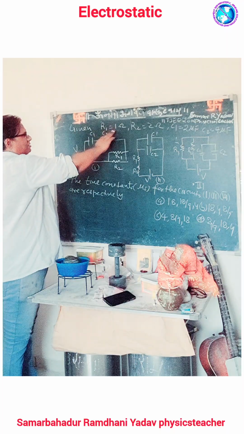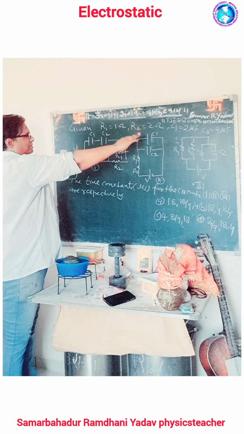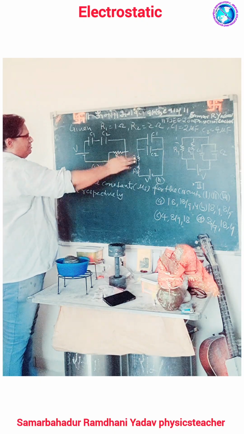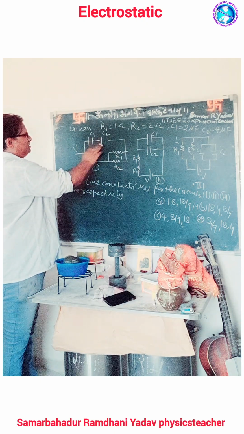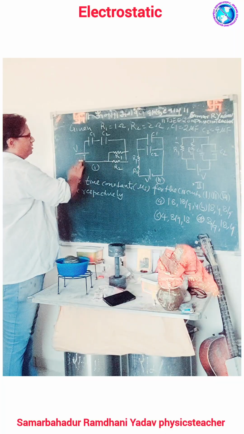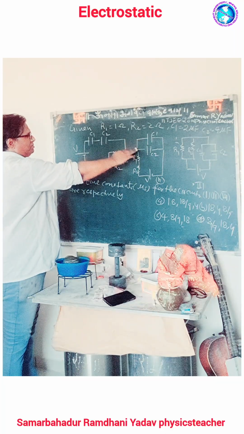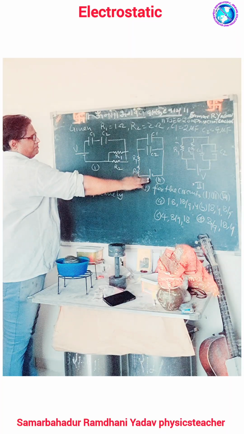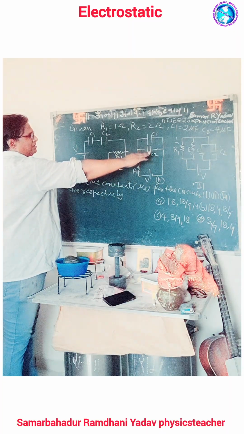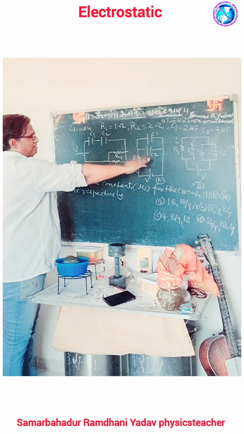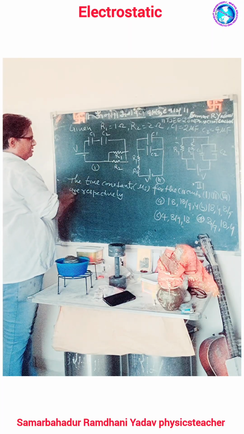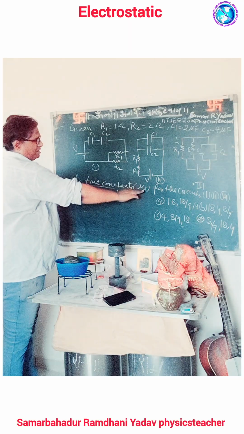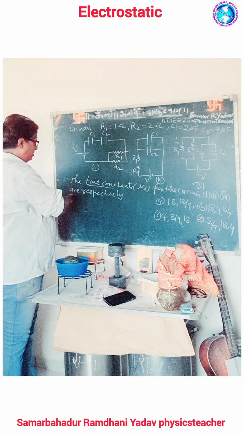Again, given R1 is equal to 1 ohm, R2 is equal to 2 ohm, C1 is 2 microfarad and C2 is 4 microfarad. Three circuits are given. In the first circuit, C1 and C2 are in series and R1 and R2 are parallel with the voltage. In the second circuit, C1 and C2 are parallel and in series with R1 and R2 with voltage V. In the third circuit, R1 and R2 and C1 and C2 are parallel with the voltage V. We have to find the time constant in microseconds for circuits 1, 2, 3 respectively.